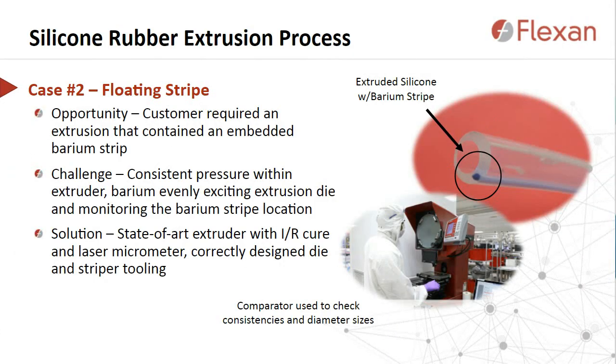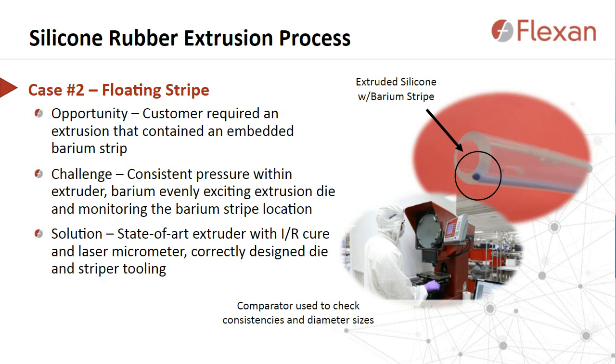So our second case study today is the floating stripe. A major device manufacturer came to Flexan with a particular extrusion challenge. The customer required that the catheter silicone extruded tube contain an encapsulated barium stripe that did not contact either the inner or outer walls of the tubing. The barium stripe was required to allow medical personnel to see the location of the device under X-ray.